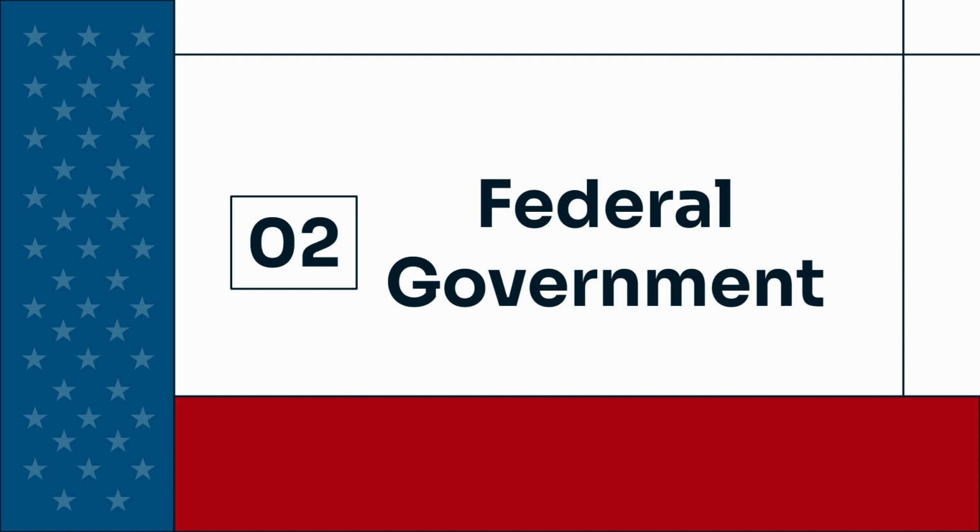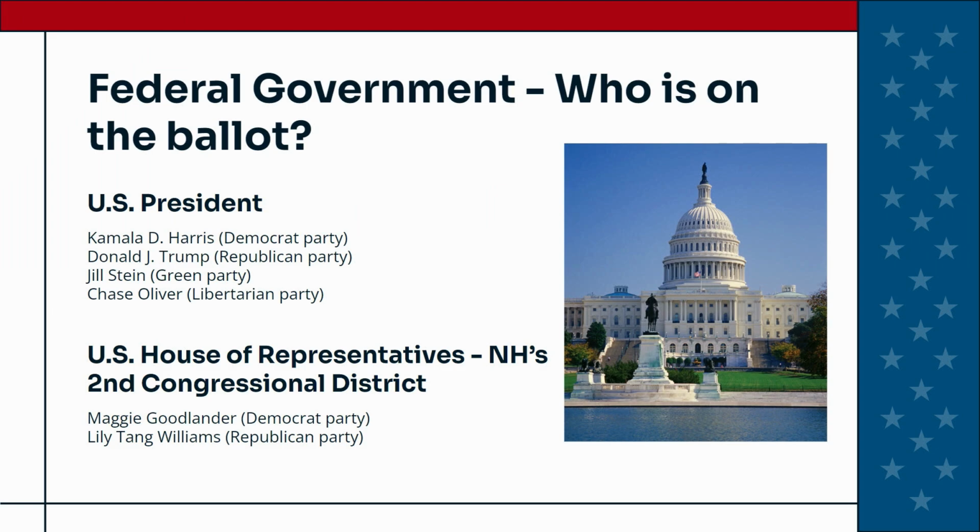Next, which federal positions will you be voting on? The first position is the United States President. As head of state and commander-in-chief of the armed forces, the President is responsible for implementing and enforcing legislation passed by Congress and appointing the heads of federal agencies. The candidates for U.S. President at this election include Kamala D. Harris of the Democrat Party, Donald J. Trump of the Republican Party, Jill Stein of the Green Party, and Chase Oliver of the Libertarian Party.